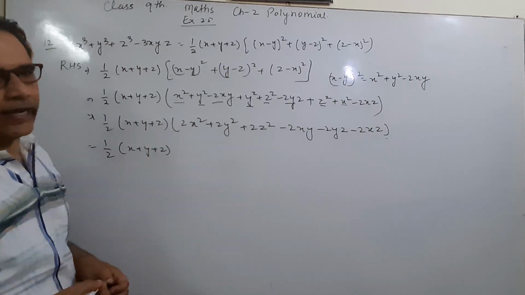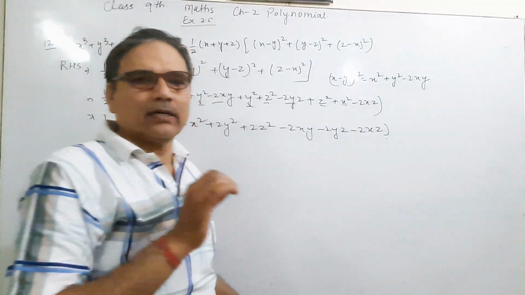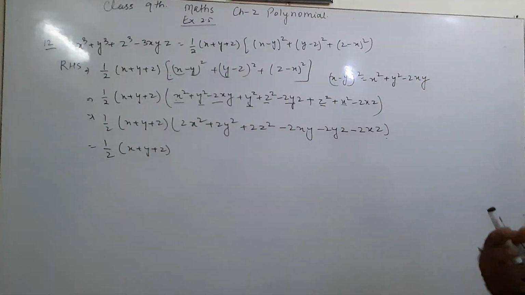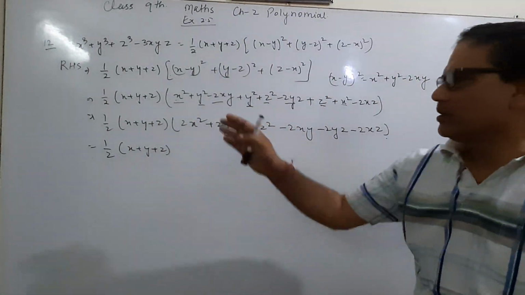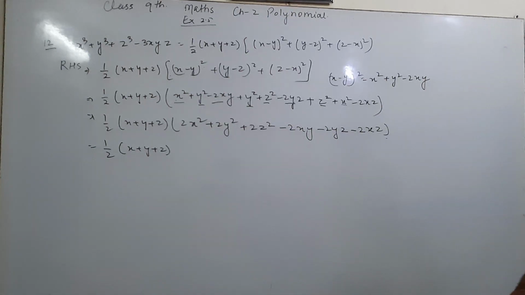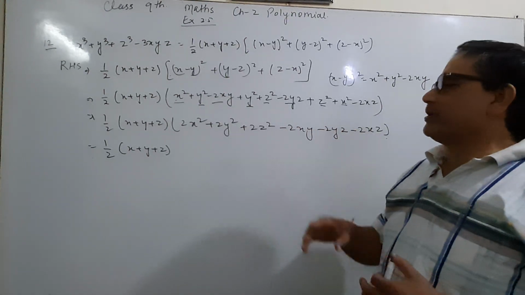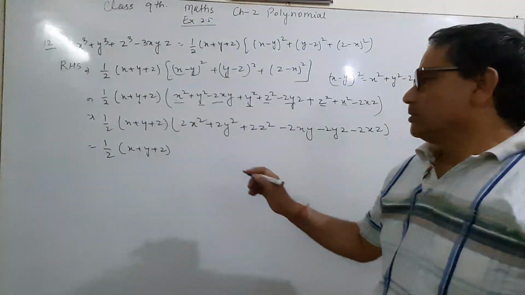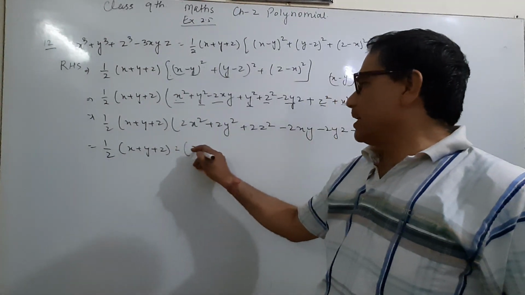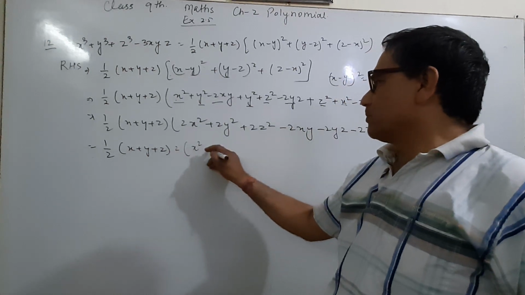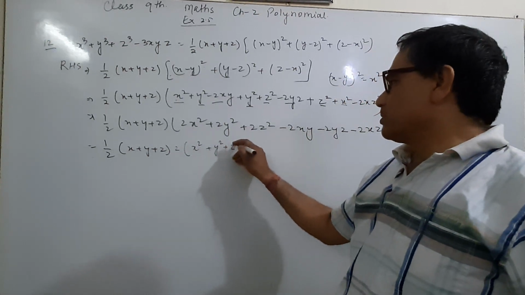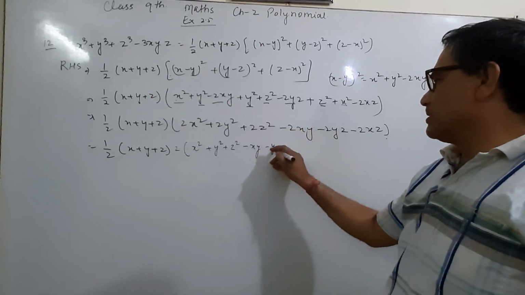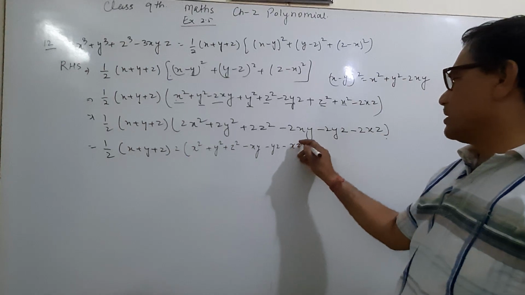And now again, stop the video and check, and do it yourself. What are you observing? You are observing that 2 is common in all terms. Then 2 is common. What is your answer? 2 common, x square plus y square plus z square minus xy minus yz minus xz.